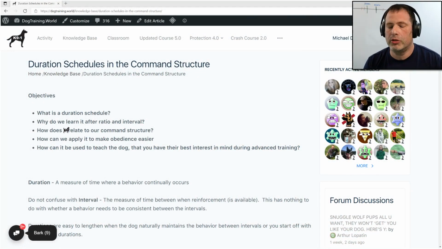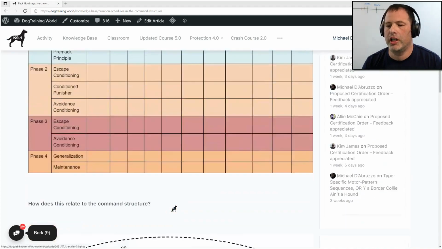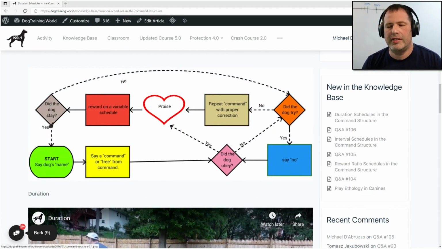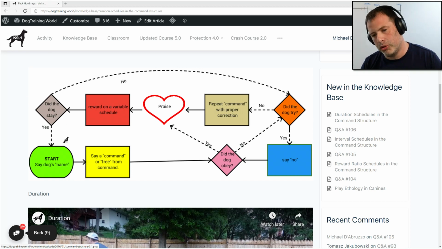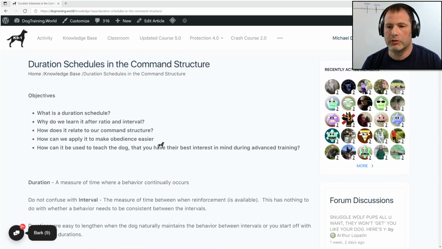How does it relate to our command structure? It just showed you, right? It's over here. It's, did the dog stay? We ask the dog to do something. If they do it, we want to praise them, reward them, and encourage them within. And it's this whole concept: did the dog do it for the amount of time that you wanted the dog to do it consistently before we move on to the next command or we give the reward?